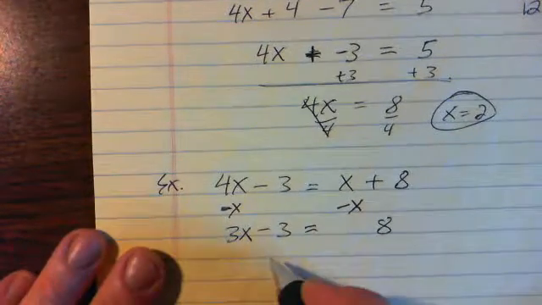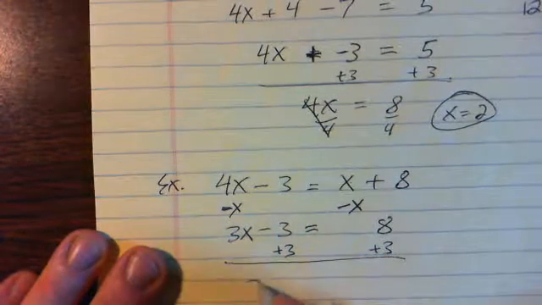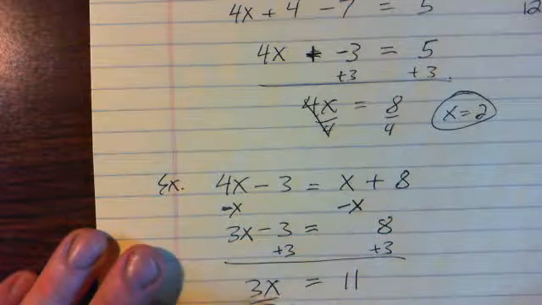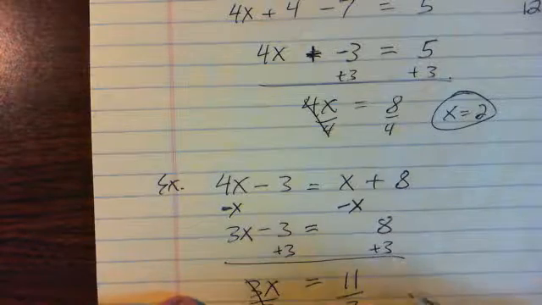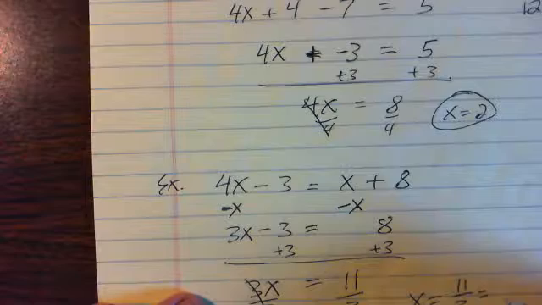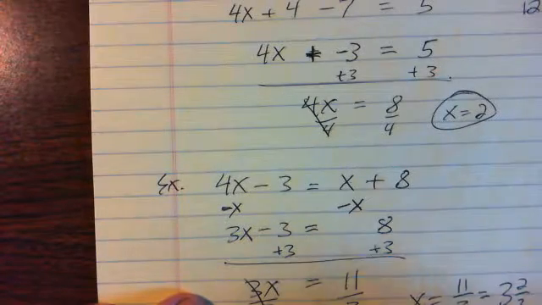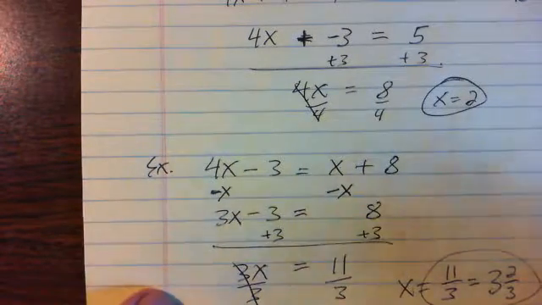Now it's basically a two-step equation. I want to add 3 to both sides, and that would give us 3x equals 11, and then I want to divide by 3 on both sides. So the 3's cancel, so x comes out to 11 over 3, or of course that's 3 and 2/3 as a mixed number. So either one of those answers is fine.